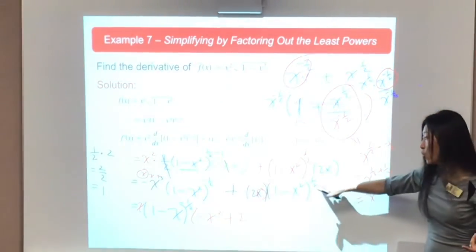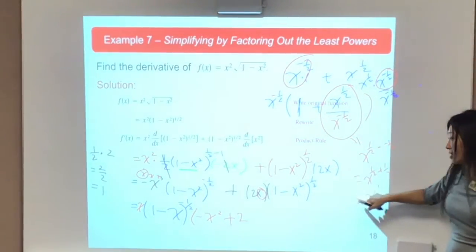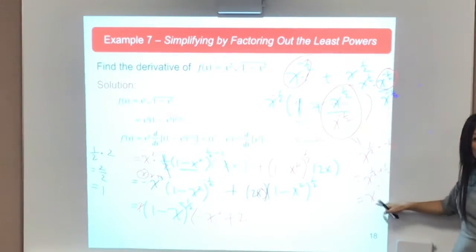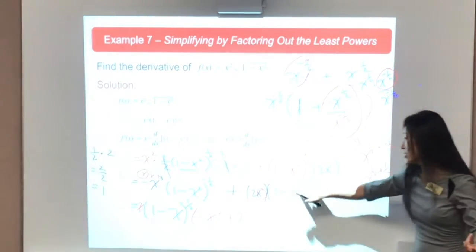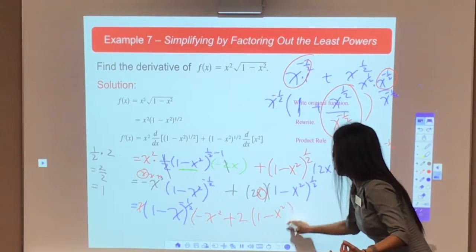Are you with me, class? When you factor out negative 1/2 as your common factor, what are you left with? This becomes a what? 1 power. Remember, I just did it up here. I proved to you that it becomes a what? 1 power. So this one ends up to be what? 1 minus x squared to the what? 1 power.